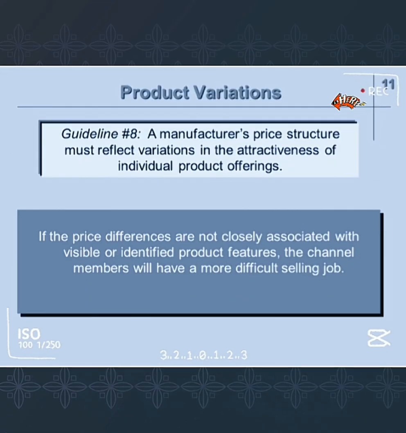Product variations. A manufacturer's price structure must reflect variations in the attractiveness of individual product offerings. If the price differences are not closely associated with visible or identified product features, the channel members will have a more difficult selling job.